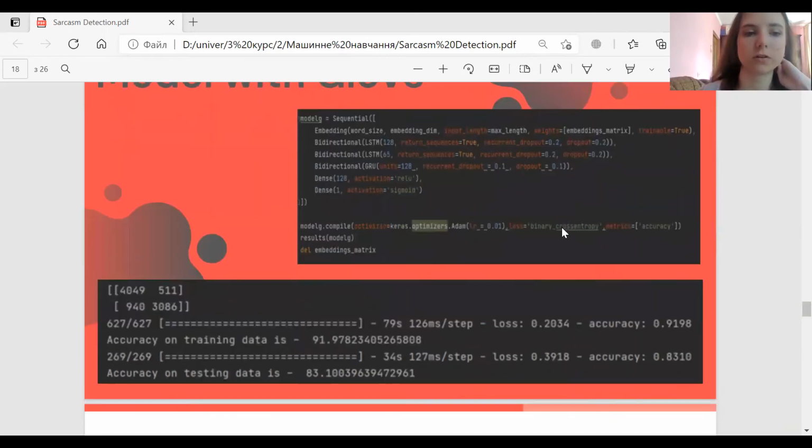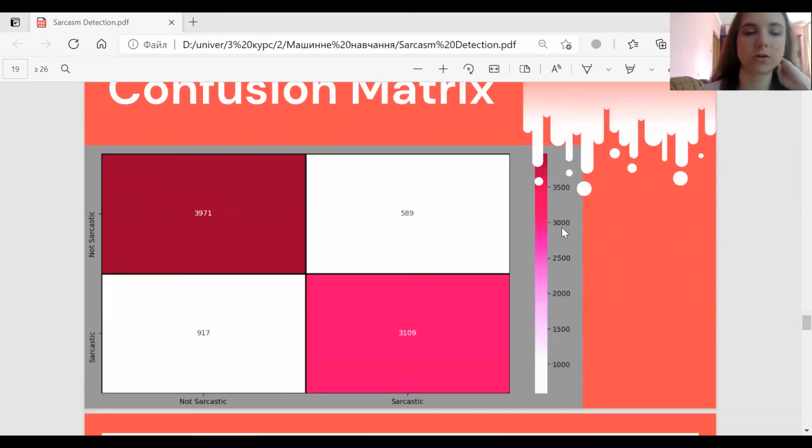This heat map shows the confusion matrix for the performance of the model. Hence, about 4,000 entries have been identified by the model correctly as not sarcastic, and 3,000 entries were correctly identified as sarcastic. However, more than 900 entries have been identified as non-sarcastic when they are sarcastic, and about 600 entries have been identified as sarcastic when they are not.